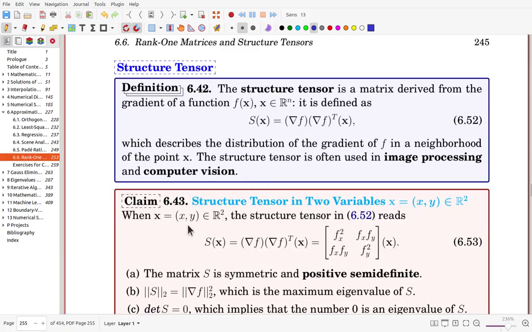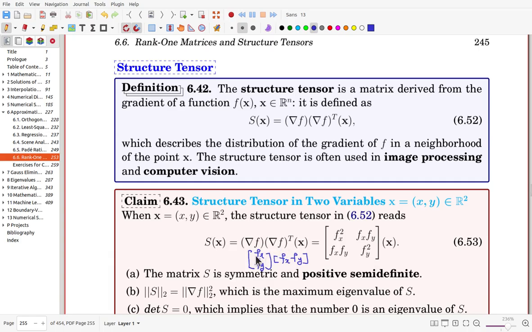Let's consider a specific case. Now, let the function f be defined in two-dimensional space. So we consider here a structure tensor in two variables. f is f of x, y, so that the gradient of f will be f sub x and f sub y. Its transpose will be a row vector, f sub x, f sub y. Now this matrix product will result in this matrix.